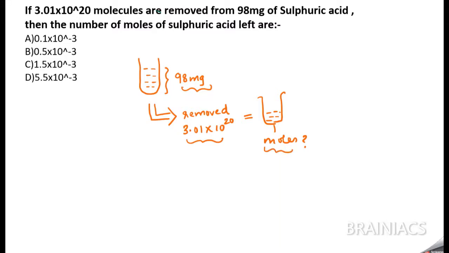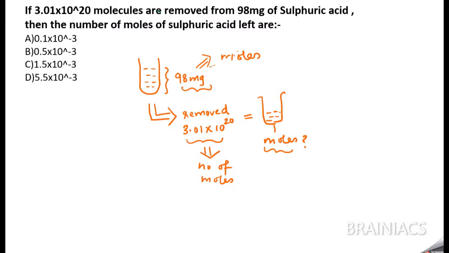So what is our challenge? We need to find the answer in number of moles. So we need to convert this 98 milligram to number of moles, and we also want to convert the amount of sulfuric acid that is removed into number of moles. Then it is easy for us. We can subtract the removed number of moles from the initial number of moles to get the output. So we will now focus on doing that.